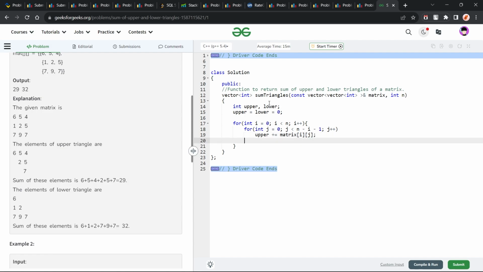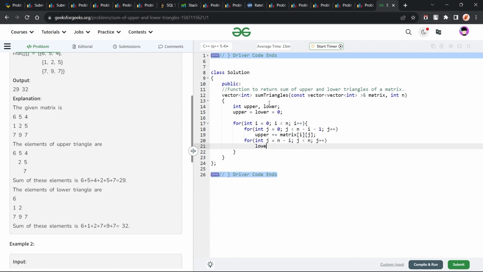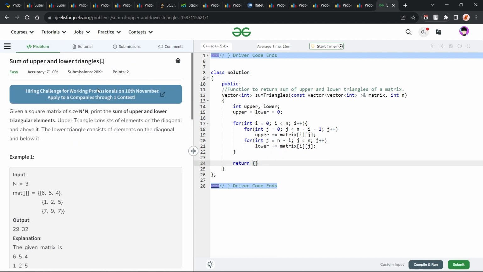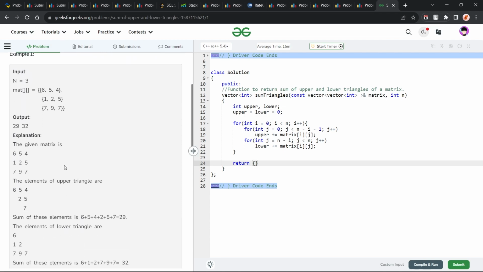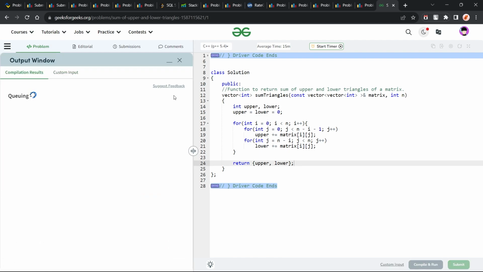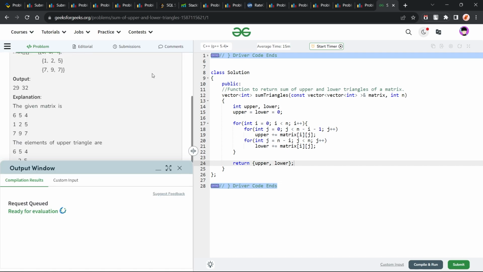Cool. For the lower, I'm just going to start j from int j equals n minus i, j less than n, and j plus plus. So this is going to be lower plus equals matrix of i j. Now I'm just going to return. Which one do we have to return first? I believe we have to return upper first, then lower. So this is how you can solve this problem. Let me quickly run this and check whether this is working or not.